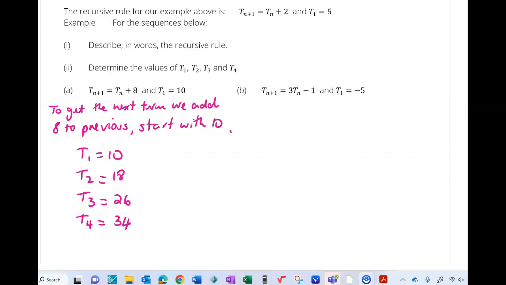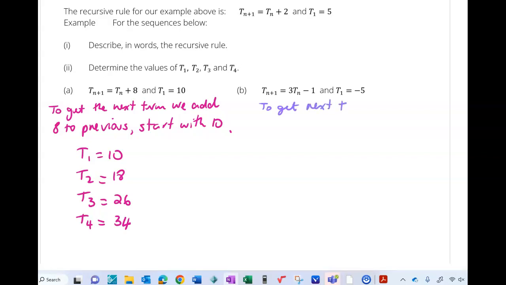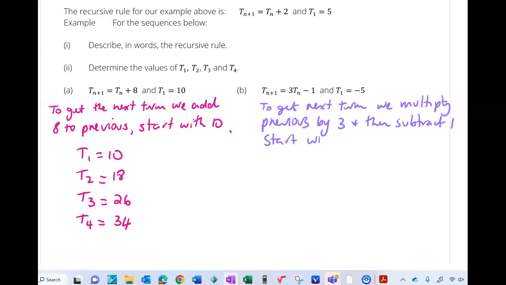Whereas in B, what are we doing to get the next term? To get the next term, we multiply the previous term by 3 and then subtract 1. And we start with -5. So term 1 is -5, term 2. So this one's a bit trickier than the previous because there's two parts to the rule. We're multiplying by 3 and then we're subtracting 1.